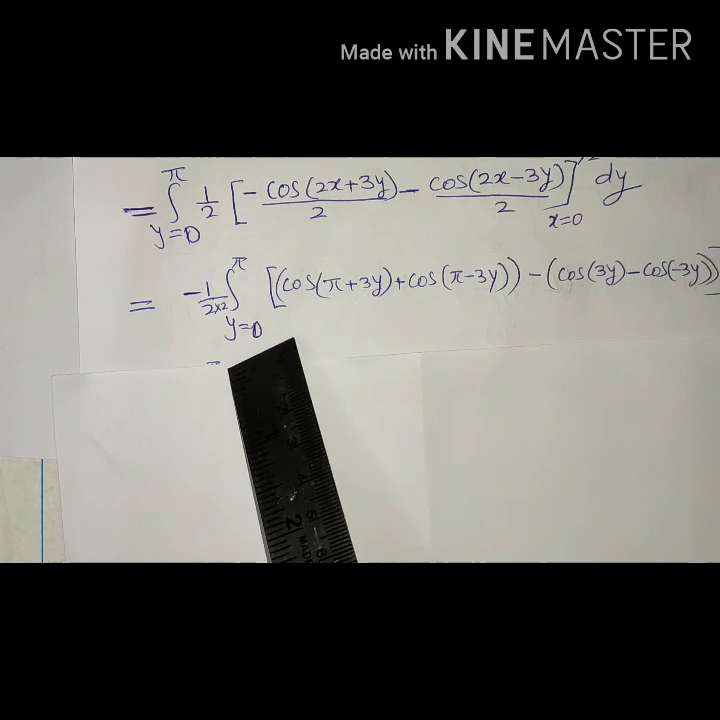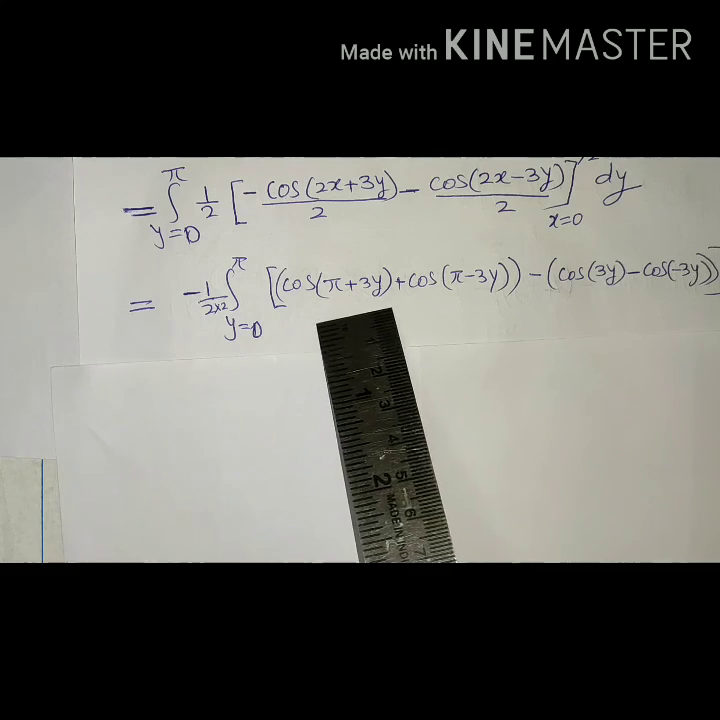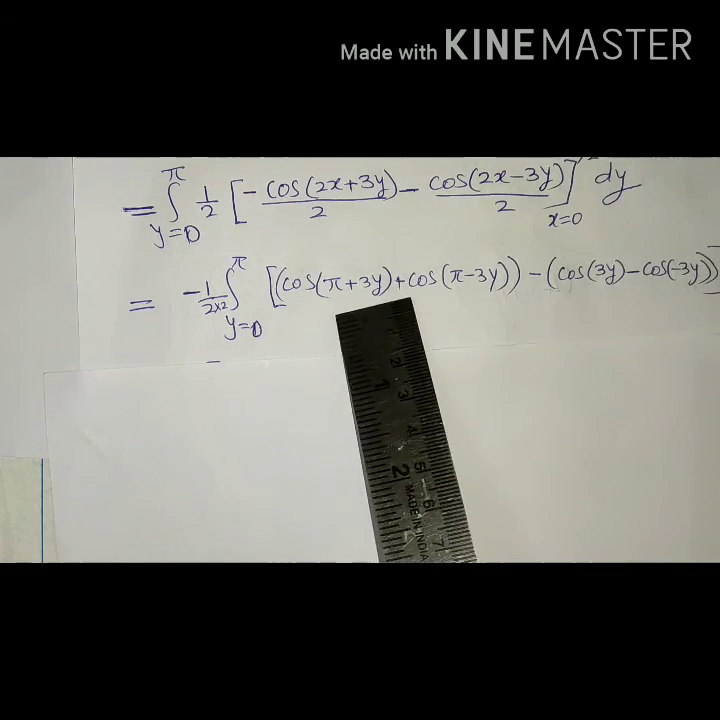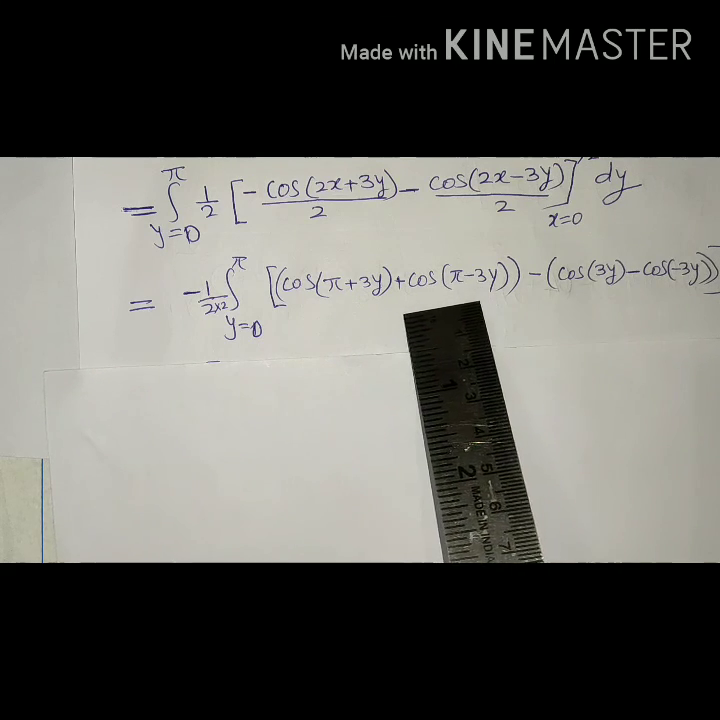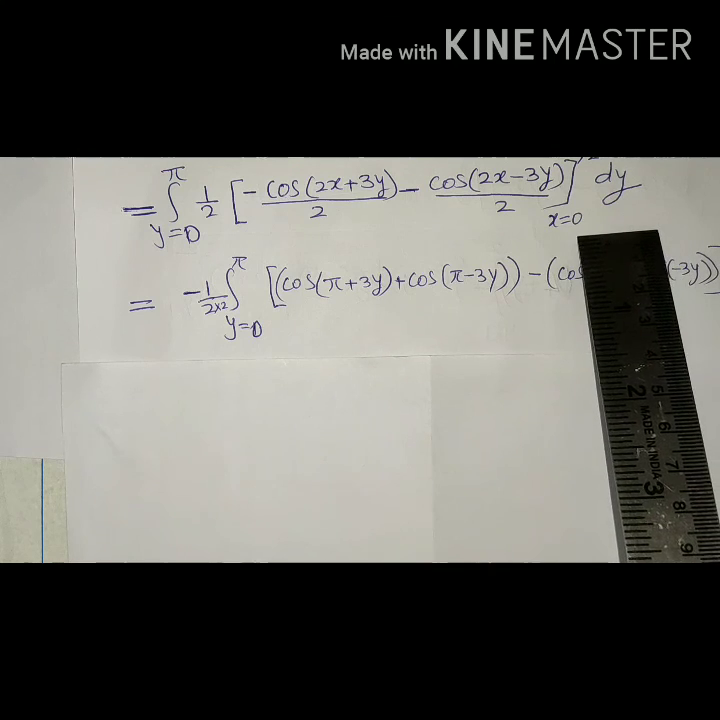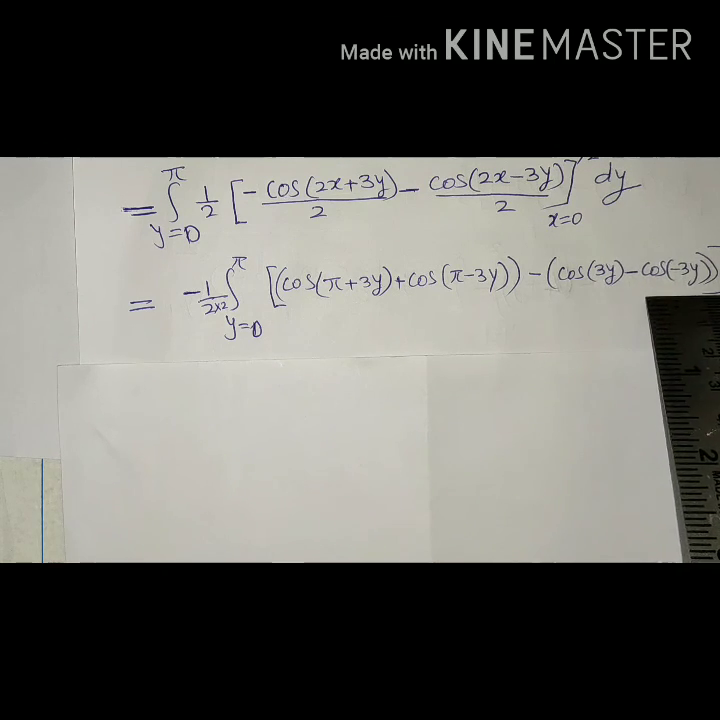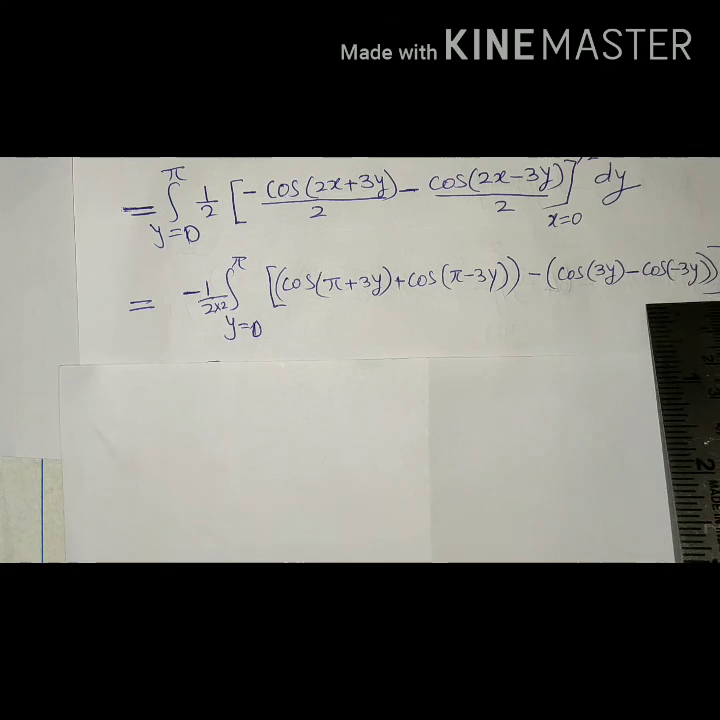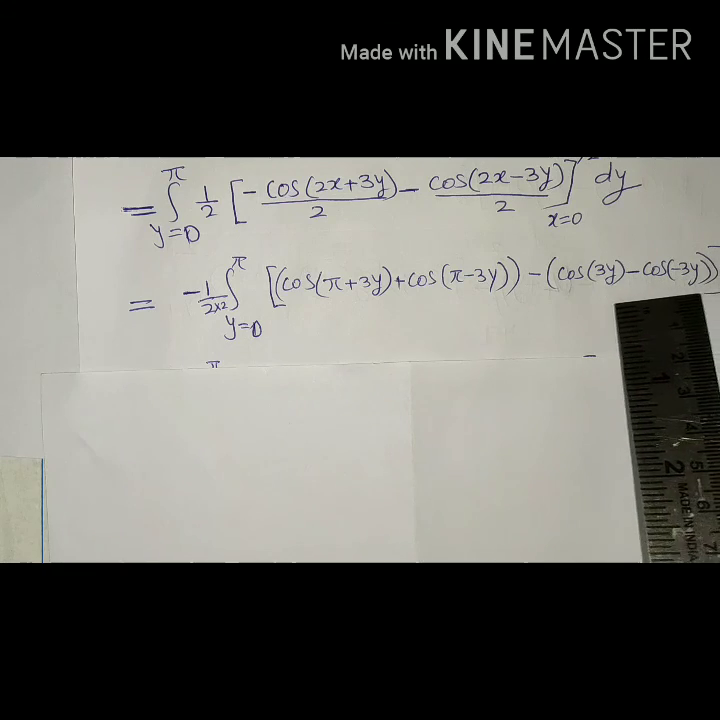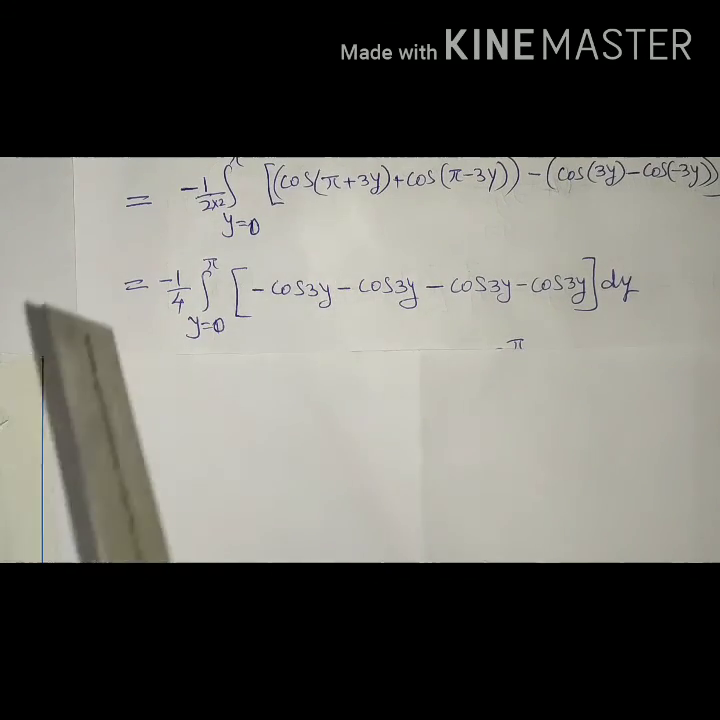Now this is integration from 0 to pi. Cos pi plus 3y, because we are putting the upper limit pi by 2. Pi by 2 into 2 is pi. Pi plus 3y plus cos of pi minus 3y. Lower limit if I put x is 0, so it becomes cos 3y minus cos of minus 3y. But cos is even function. It being even function, what will happen is cos of minus theta is cos theta. So what does this give us?